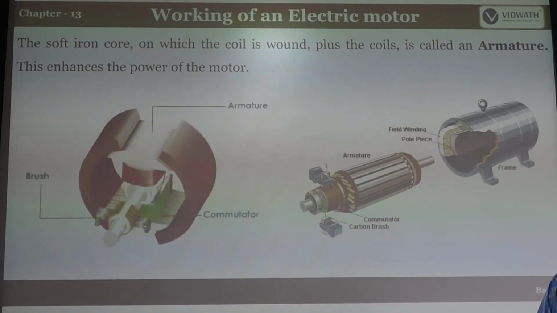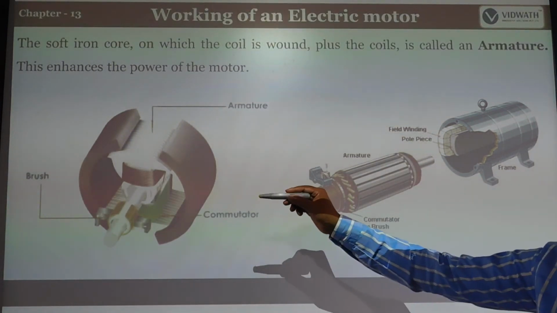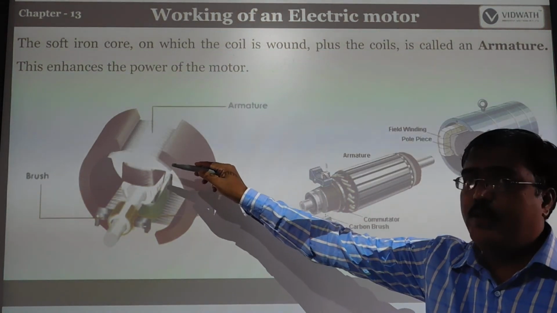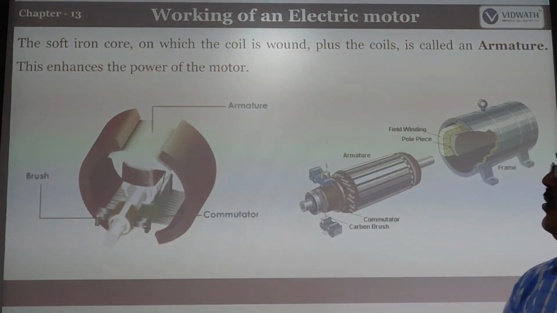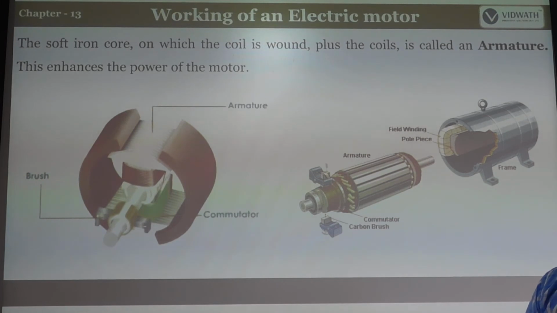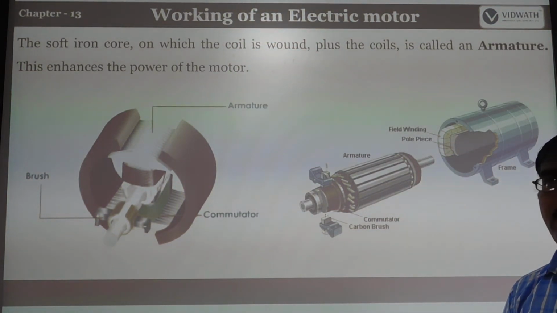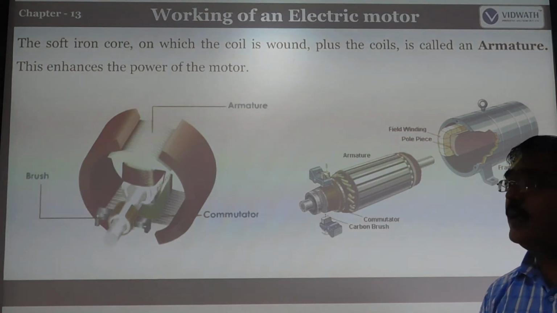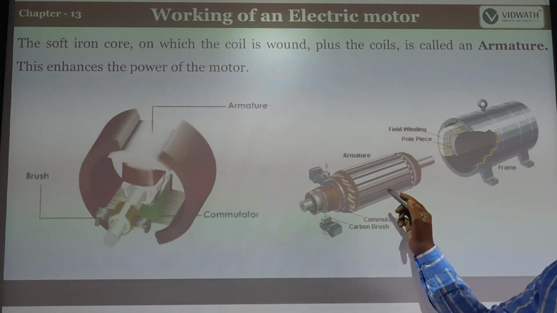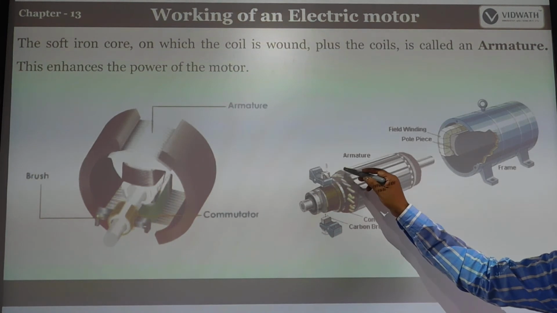The soft iron core on which the coil is wound, together with the coils, is called the armature, which enhances the power of the motor. So the armature is the soft iron core on which the coils are wound. Whatever number of turns of the coil there is should be wound on this soft iron core. That we can regard as the armature of the machine.